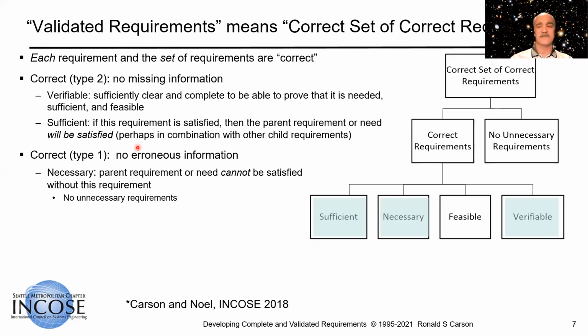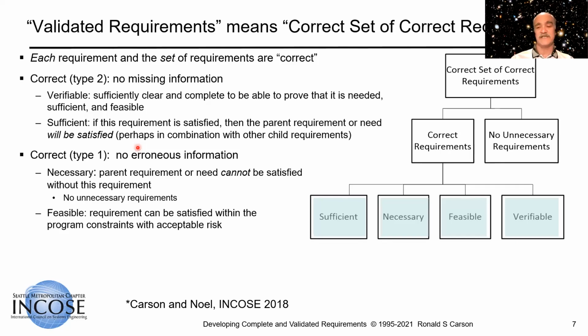In other words, if I attempt to delete it out of my database, I'll find there's a parent requirement that goes unsatisfied. Or if I modify a characteristic, then I will find I can't satisfy a parent requirement or need. This also allows us to test for necessity. For example, we often see duplicate kinds of requirements in different sections of a specification. Well, what happens if you delete one of those? The answer is you just saved money, because you're still able to satisfy a parent requirement or need because there's a duplicate requirement.